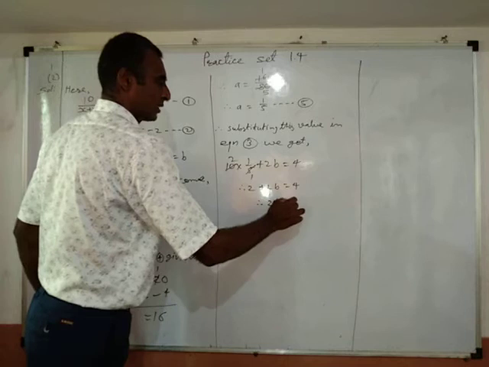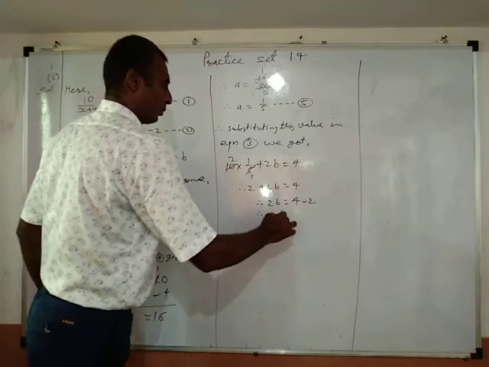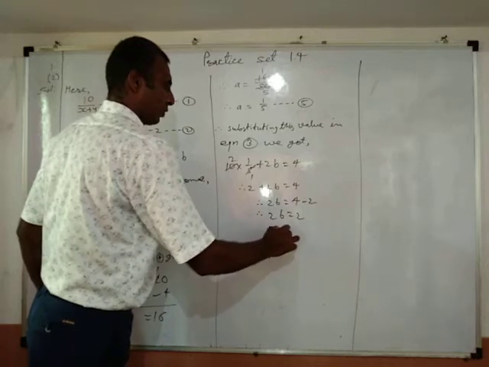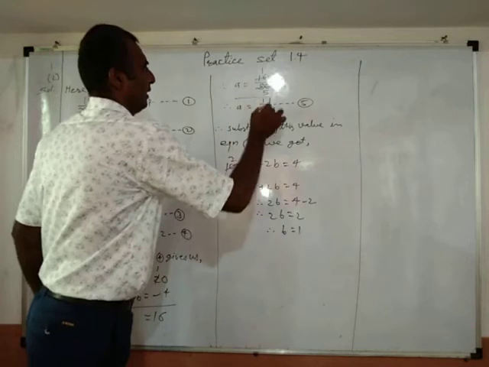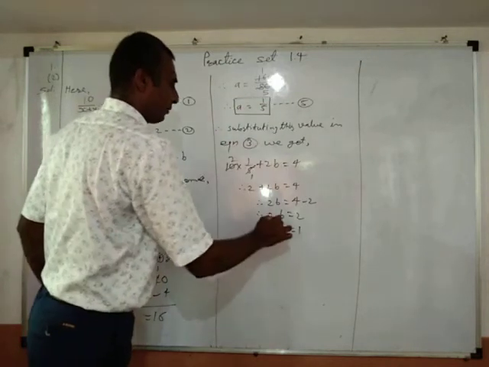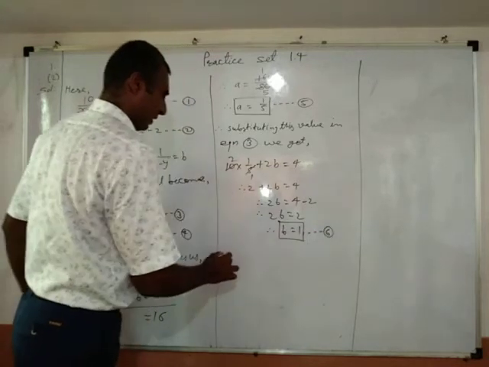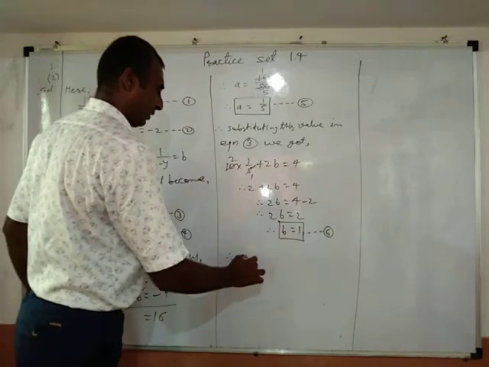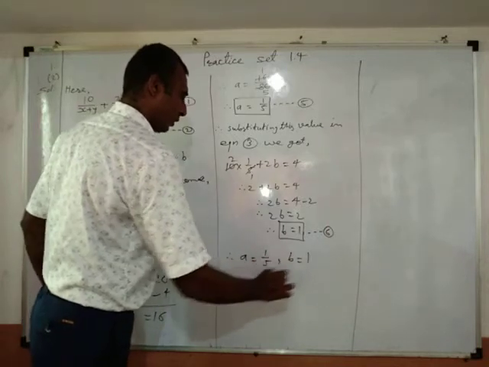Therefore 2b equals 4 minus 2, therefore 2b equals 2, and therefore b equals 2 upon 2, means 1. The value of a is 1 by 5 and the value of b is 1. Let's call it equation 6. And therefore a is 1 by 5, b is 1.